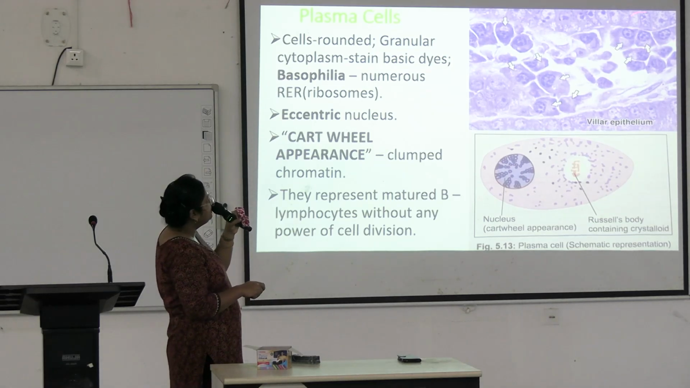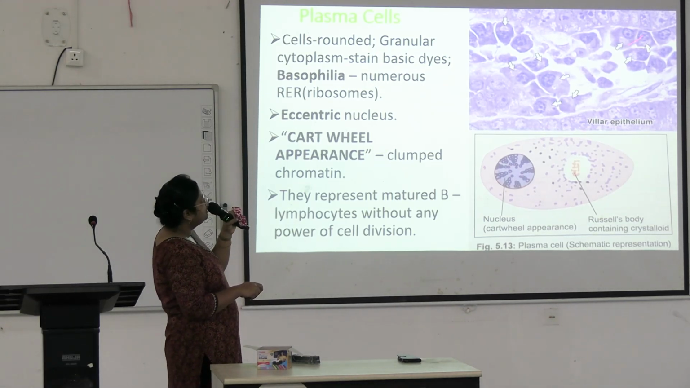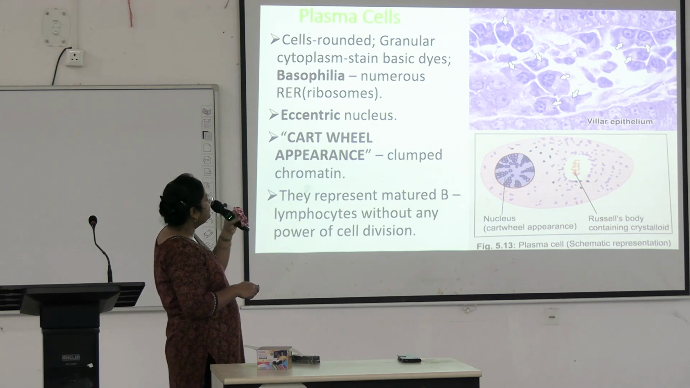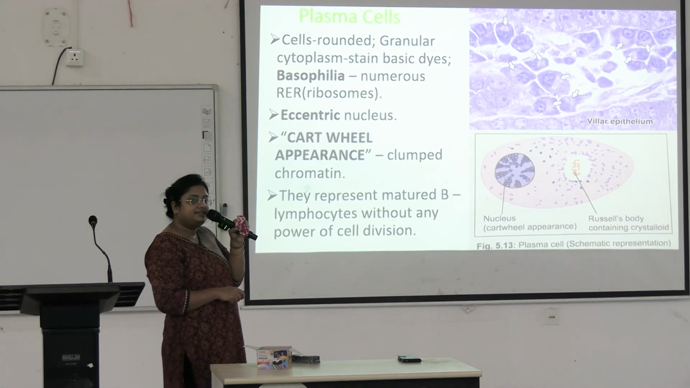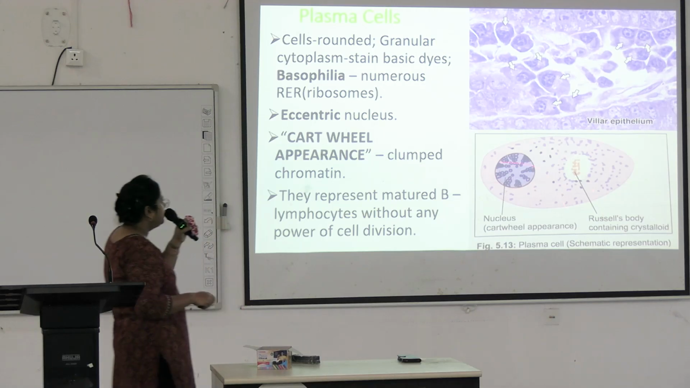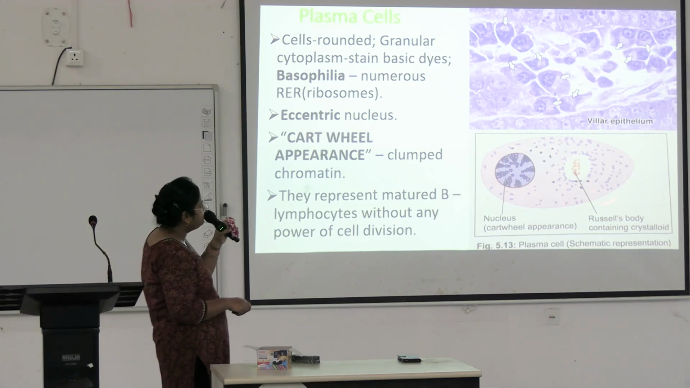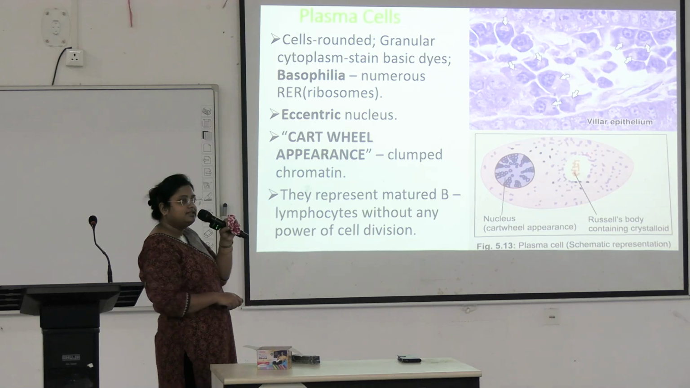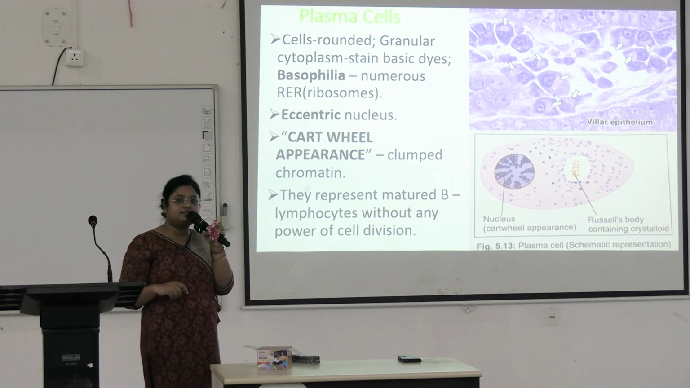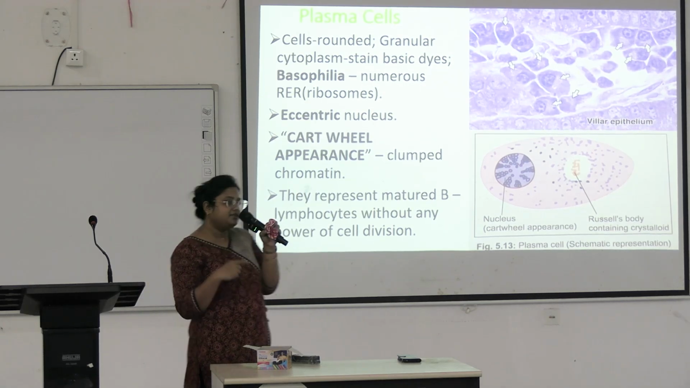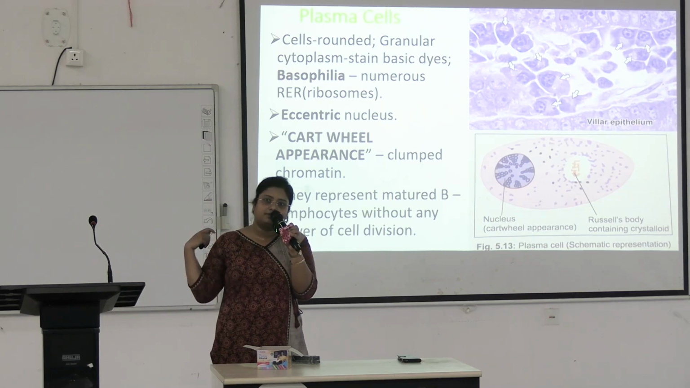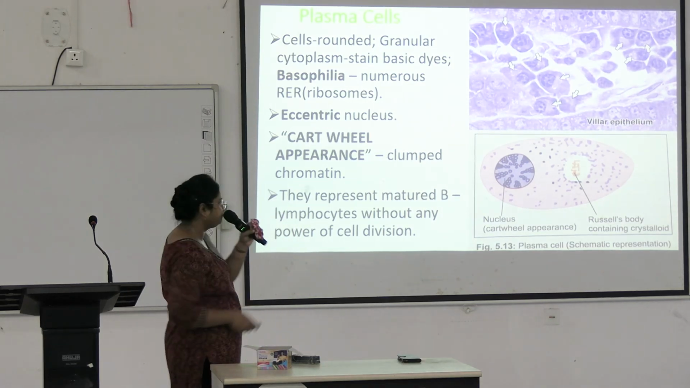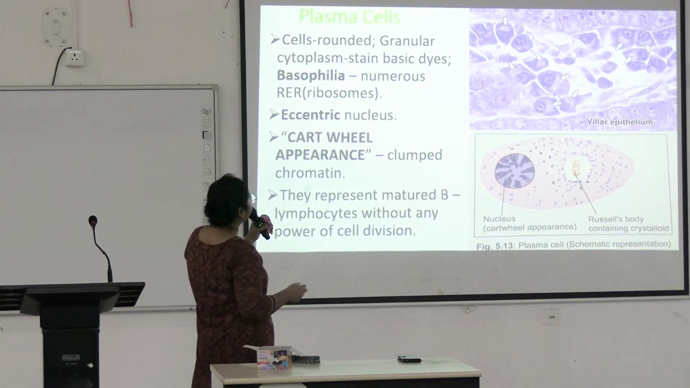See, the nuclei are located towards the periphery, so eccentric in location, and the nucleus shows cartwheel appearance. Another important feature is that Russell's bodies are present, containing crystalloid. This is also a feature of plasma cell. Plasma cell comes in your short note, individual short note. Plasma cell is important.